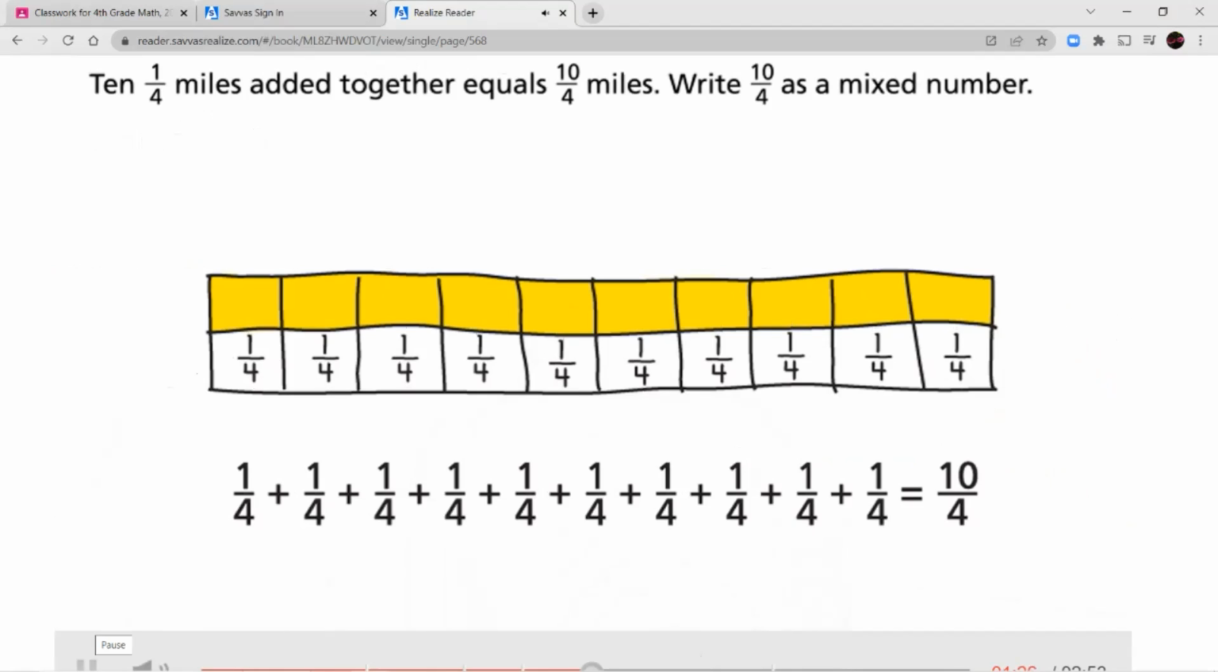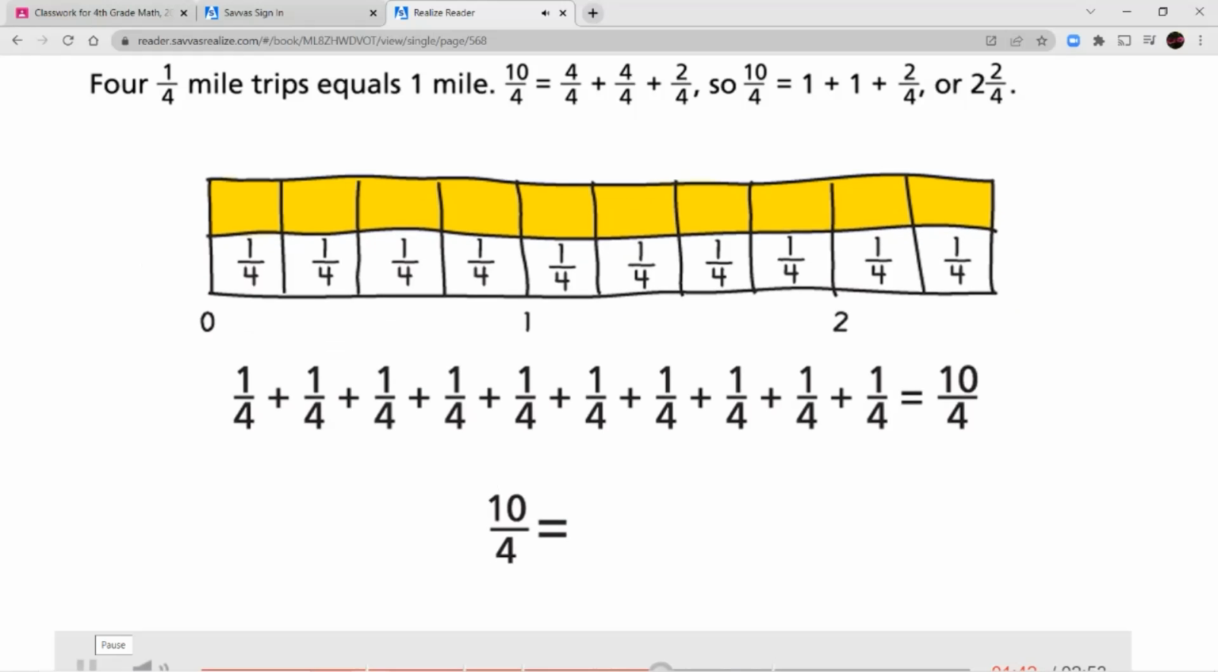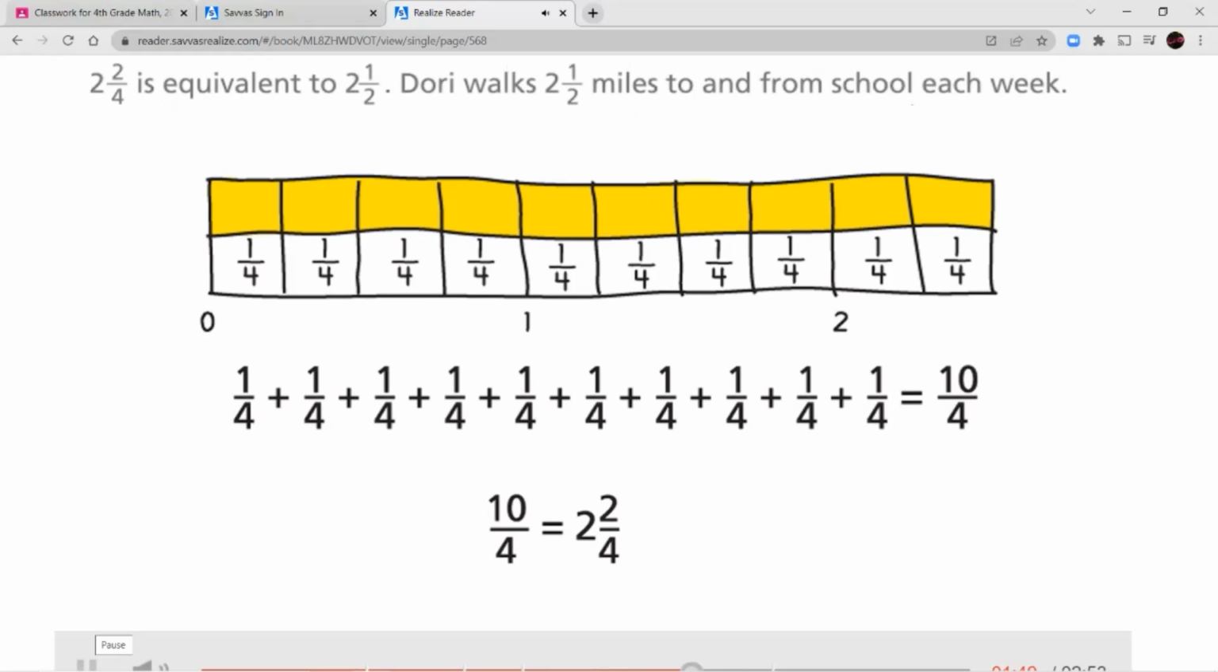Write 10/4 as a mixed number. 4 1/4 mile trips equals 1 mile. 10/4 equals 4/4 plus 4/4 plus 2/4. So 10/4 equals 1 plus 1 plus 2/4, or 2 2/4. 2 2/4 is equivalent to 2 1/2. Dory walks 2 1/2 miles to and from school each week.